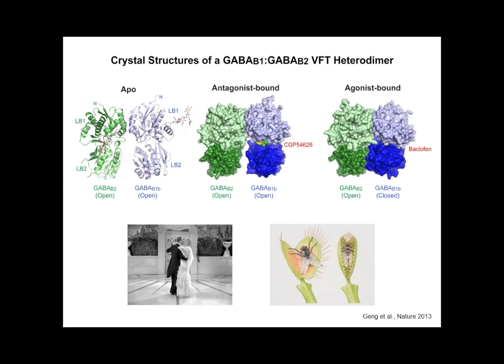Agonist binding causes the extracellular domain of GABAB1 to close. The LB1 and LB2 domains clamp down on the agonist, just like what a Venus flytrap does when a fly enters its groove. On the other hand, the GABAB2 subunit stays open. This closed-open configuration corresponds to the active state of the receptor.